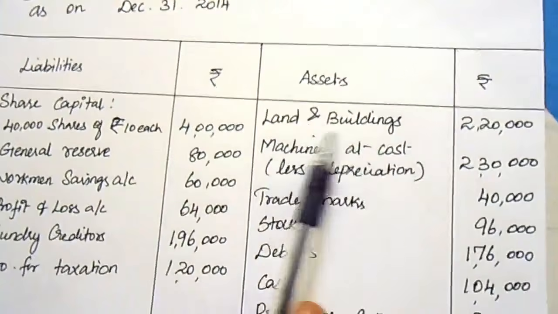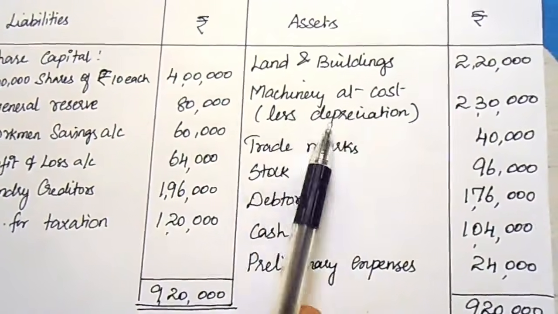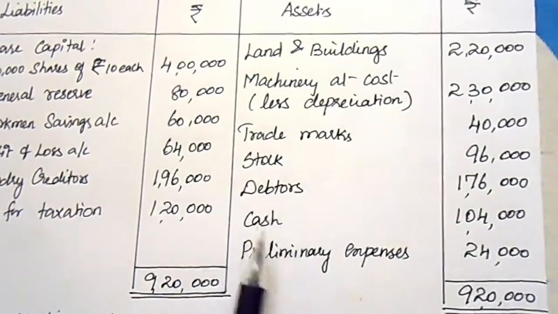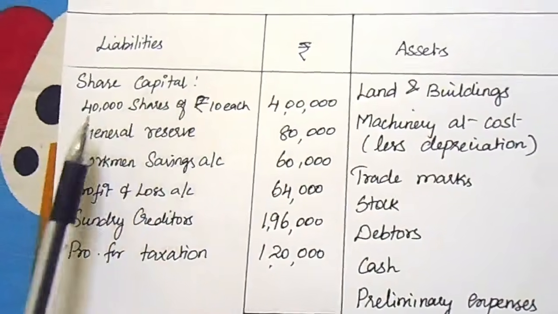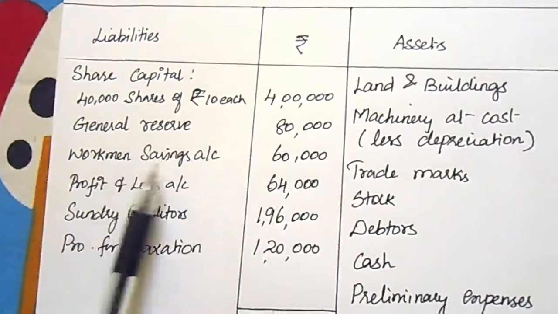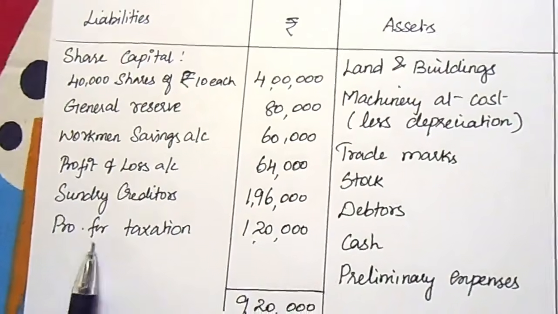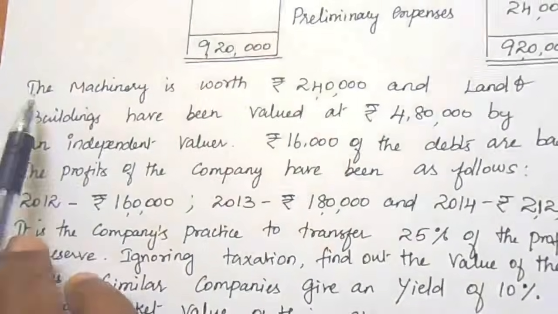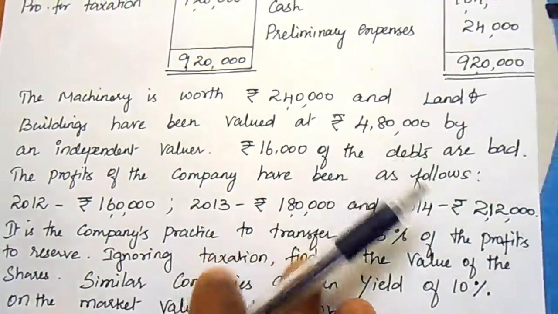Look at the asset side. Land and building, machinery at cost price less depreciation. Depreciation is already adjusted. Trademarks, stock, debtors, cash, preliminary expense. Then the liability side, share capital, that is 40,000 shares of rupees 10 each. General reserve, workmen savings account, profit and loss account, sundry creditors, provision for taxation. So these are the assets and liabilities. Now look at the adjustment. The machinery is worth 2,40,000. See, you need to take only the market value.